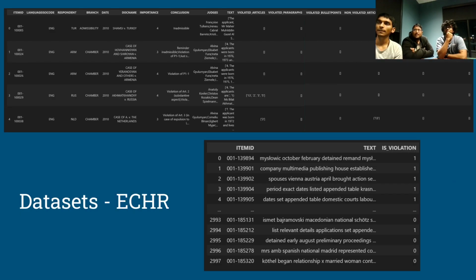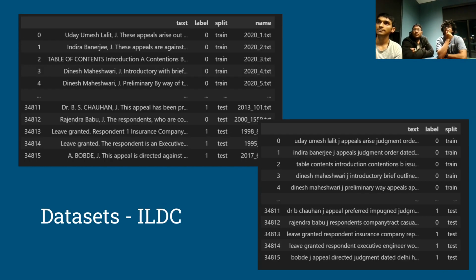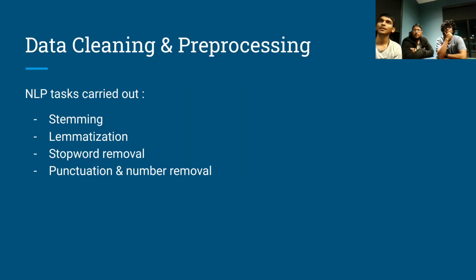Coming to the next data set, we have the ECHR data set where similarly we'll be predicting whether there has been a violation or not, and lastly we'll be looking at the ILDC data set where we'll be looking to predict if any violation has occurred or not. So, for the data cleaning and pre-processing step, we used some of the most widely used methods in NLP, which are stemming, lemmatization, stop word removal, punctuation, and number removal.